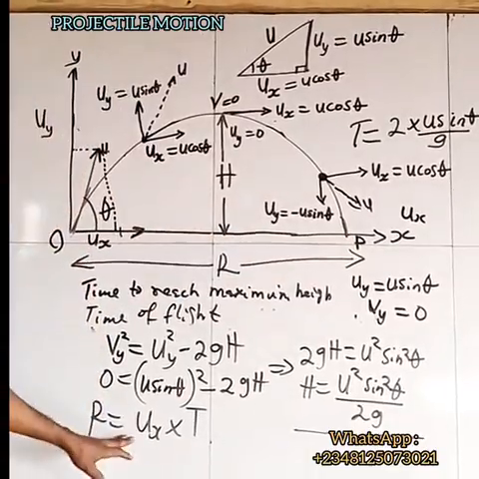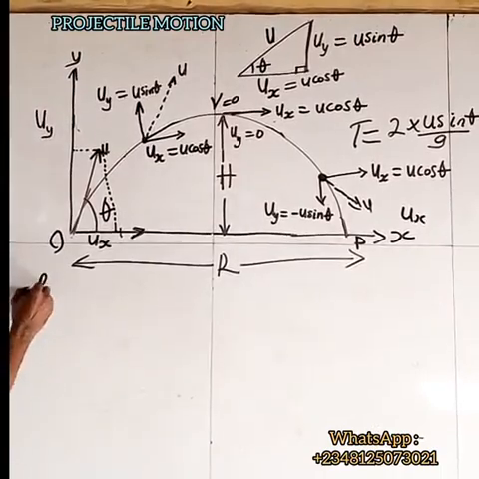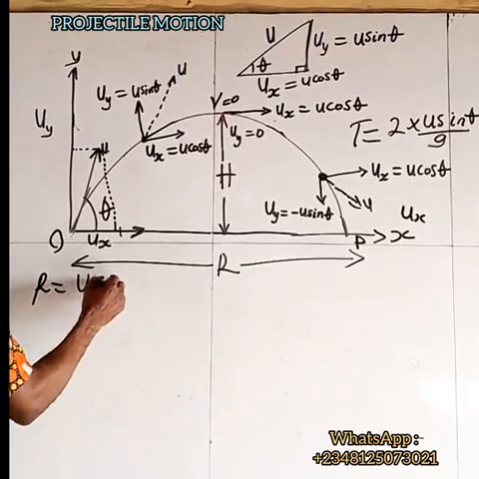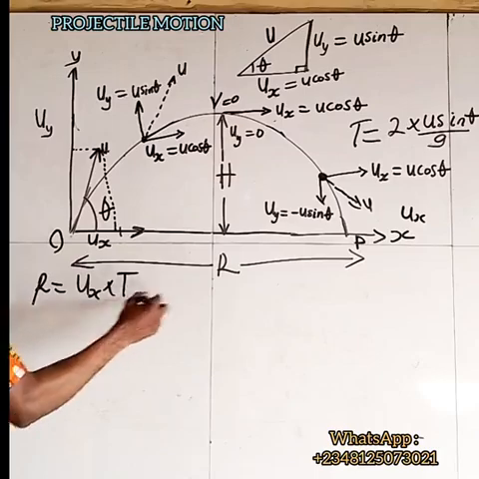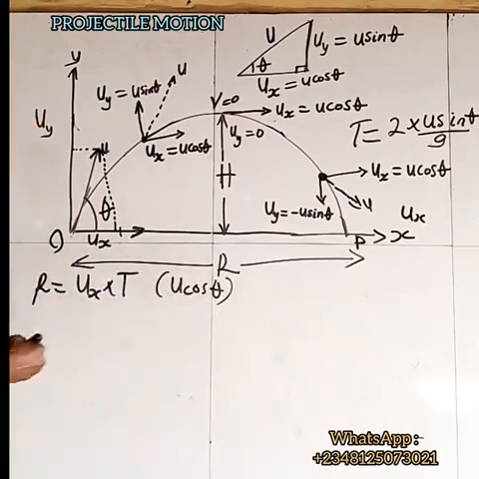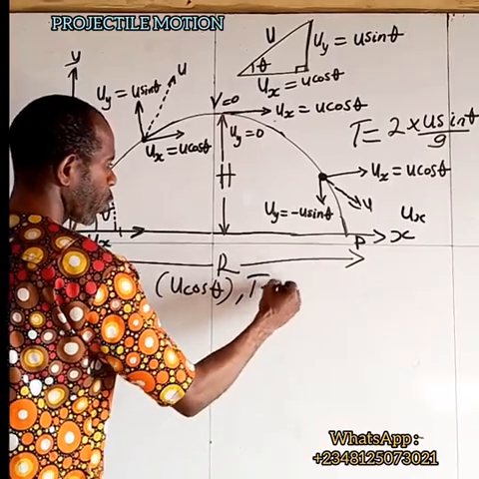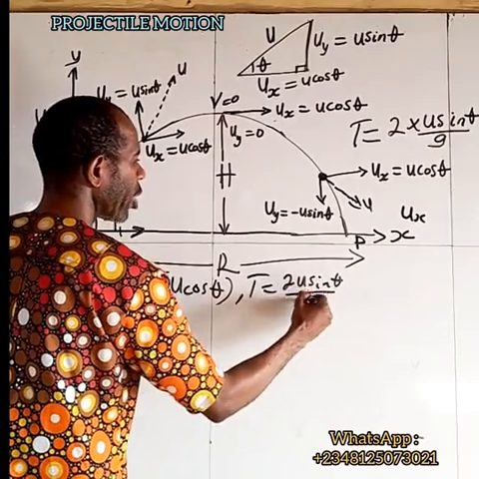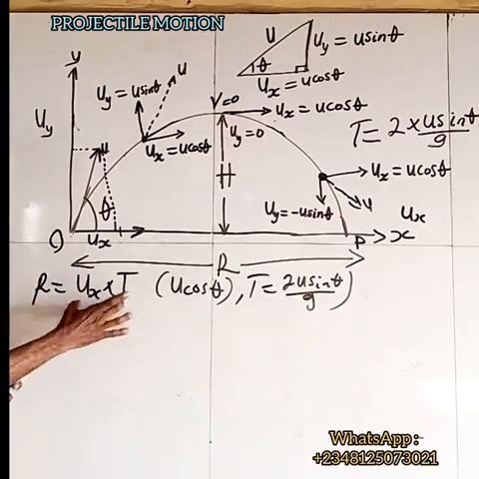Now let us look at how we prove this formula. We say that the range is equal to the horizontal component of the velocity multiplying the time, which is the time of flight. And remember, the horizontal component of velocity is u cos theta. Also, your time of flight is equal to 2u sine theta all over g. Now, we are going to substitute these two values into this formula here.